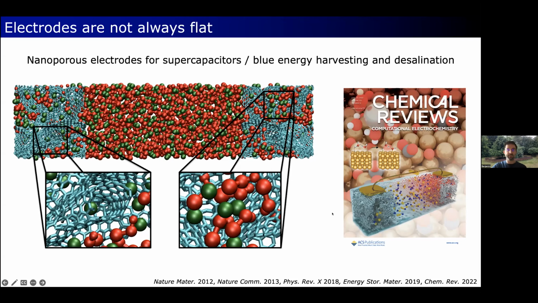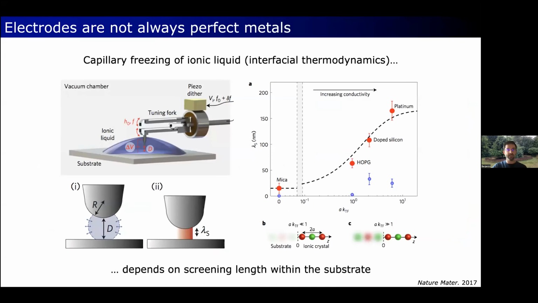Another important point that I'm going to discuss in the second part of the talk is the fact that electrodes are not always perfect metals. I'm illustrating this here with an experimental study in the group of Lydéric Bocquet in Paris, where they investigated the capillary freezing of ionic liquids, which is related to interfacial thermodynamics, by using the tip of an AFM to probe the response of an ionic liquid on a substrate.